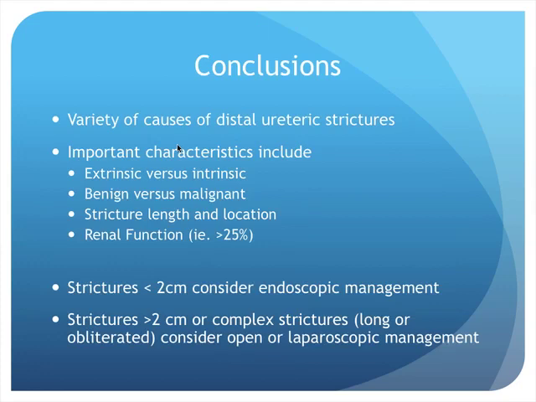So conclusions: there's a variety of causes of distal ureteric strictures. Important characteristics of the strictures, though, include extrinsic versus intrinsic, benign versus malignant, stricture length and location, and also the patient's baseline renal function. For strictures of less than 2 centimeters, endoscopic management has been shown to be useful. However, if the stricture is longer than 2 centimeters or it's complex, open or laparoscopic management needs to be considered.